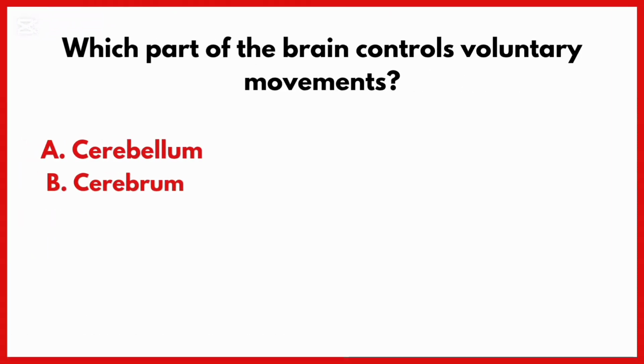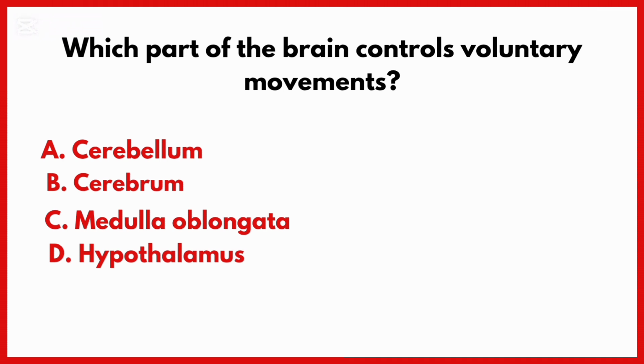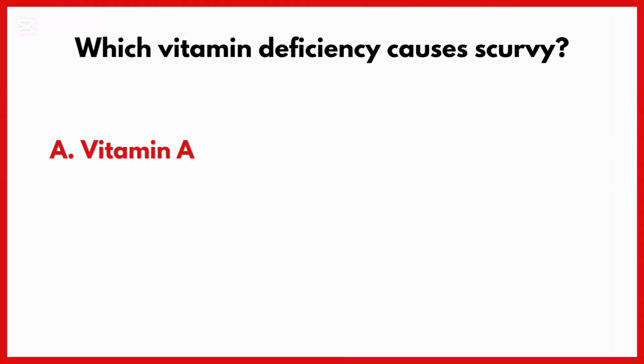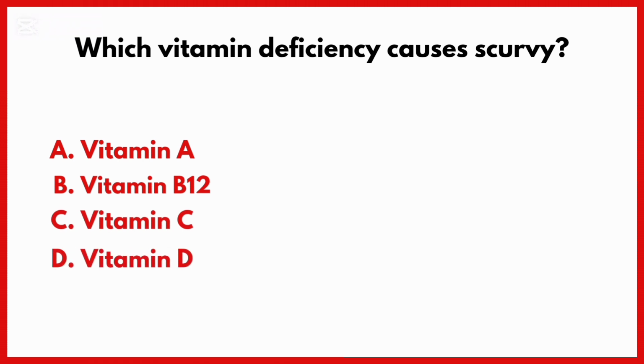Which part of the brain controls voluntary movements? Correct answer is option B, cerebrum. Which vitamin deficiency causes scurvy? Correct answer is option C, vitamin C.